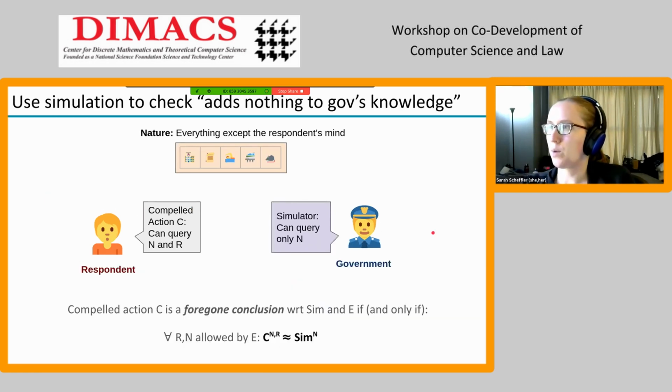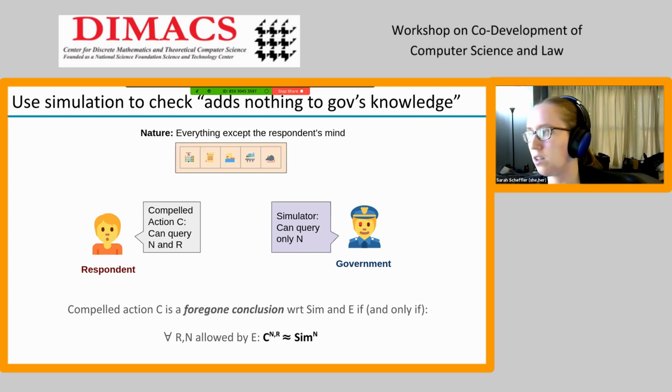Okay, so I said we're going to use simulation to check that this adds nothing to the government's knowledge. So the compelled action can use any combination of the things in nature and the things in the respondent's mind to produce its result. This is just whatever the government wants you to do. You know where your papers are, go get them, bring them here. The simulator is going to be required to produce a computationally indistinguishable result, but only using nature and not using the contents of the respondent's mind.